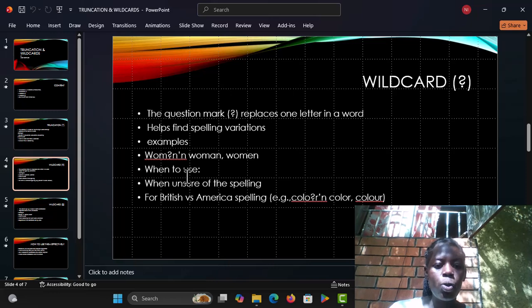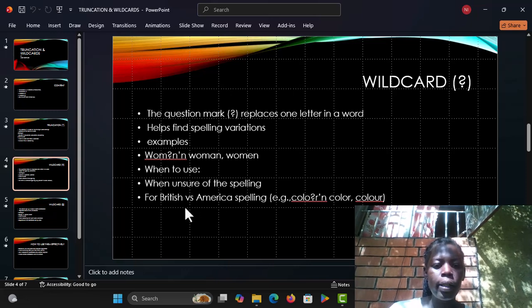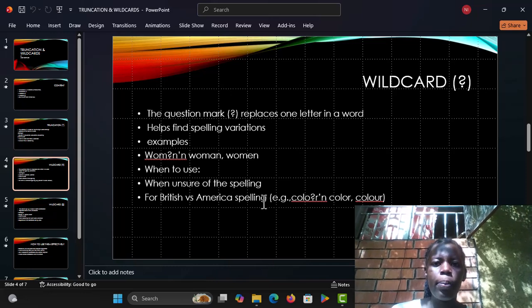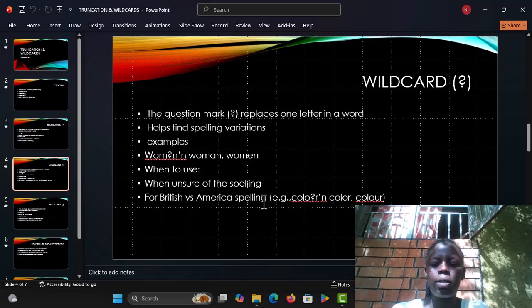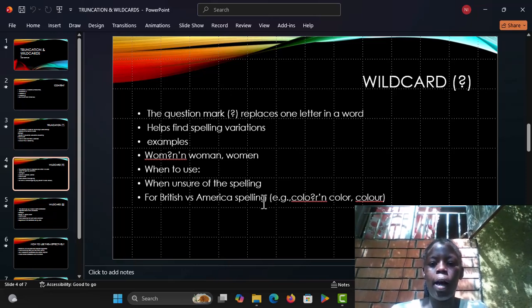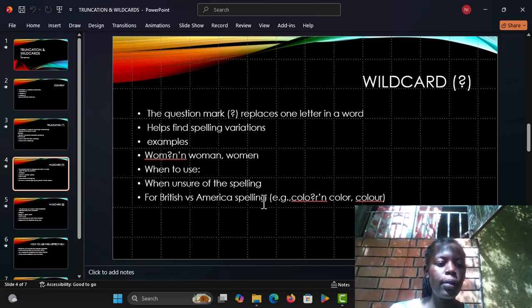When to use: when unsure of the spelling, for British versus American spelling. For example, color, some people write it with C-O-L-O. So the question mark comes between the O and R, whereby in British we write it as C-O-L-O-R, and in American English we write it as C-O-L-O-U-R. So that's what we have about that.